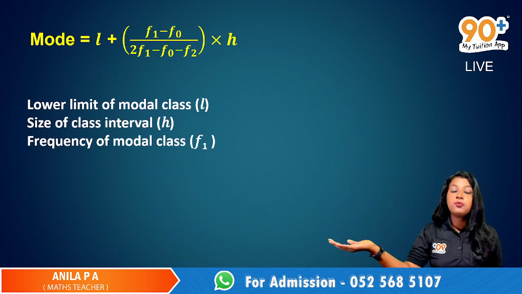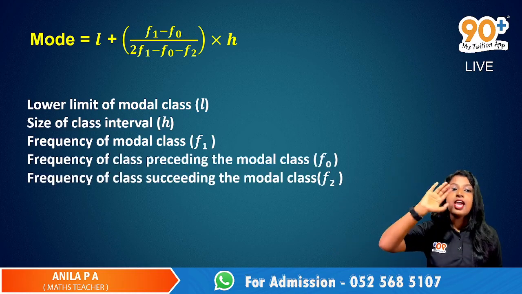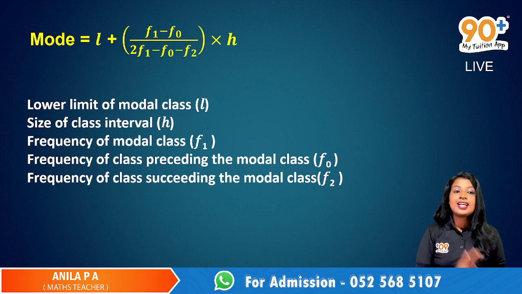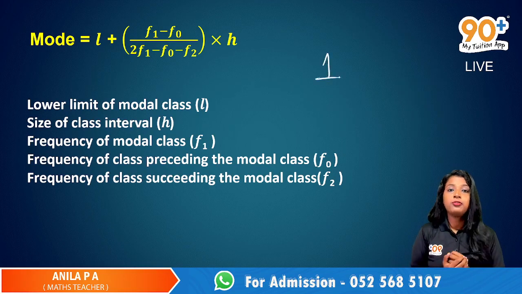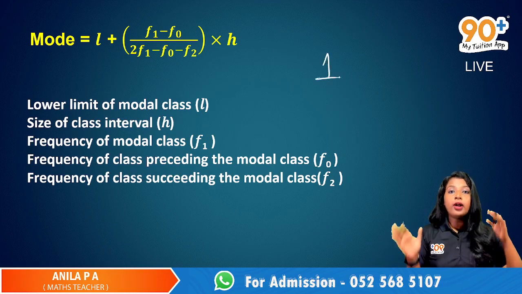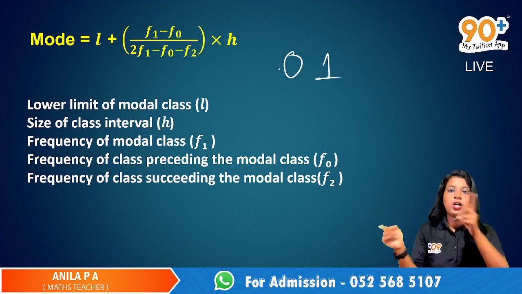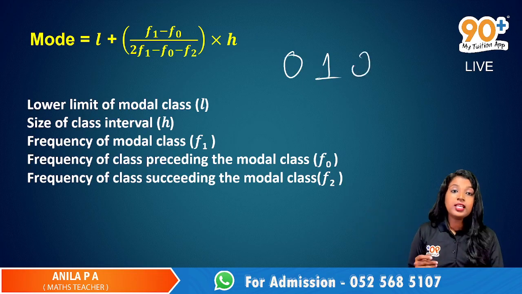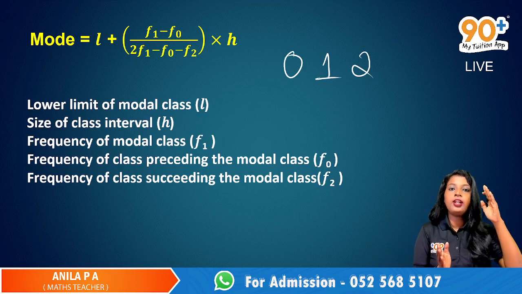The frequency of the modal class is F1. The frequency of the class preceding the modal class is F0. And the frequency of the class succeeding the modal class is F2. So we are finding the mode, right? So the modal class is important. The first position goes to the modal class, and the one that comes before this is 0. Zero comes before 1, right? And the one that comes after 1 is 2. So F1, F0 and F2.